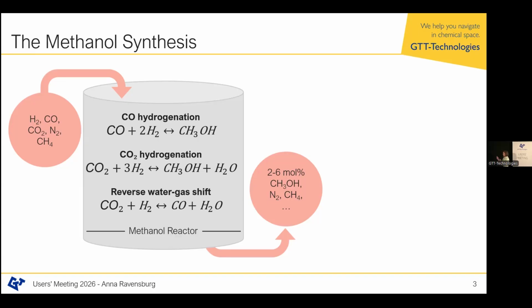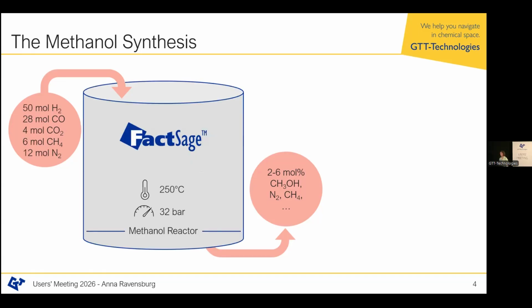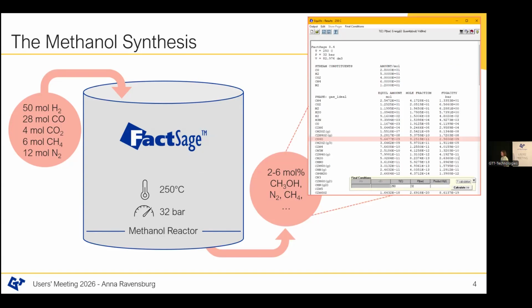This is a process that looks like you can just use FactSage to do it. And if you do this, you can, for example, select this kind of input and select conditions like 250 degrees C and 32 bar. And then what you should get out is 2 to 6 mole percent. So what I do is I calculate this. And what you can see here is my result of this calculation.